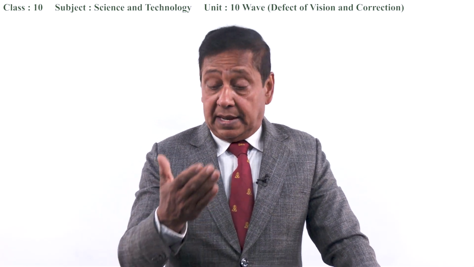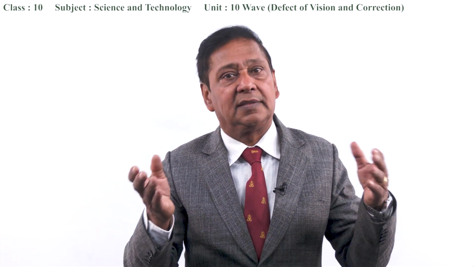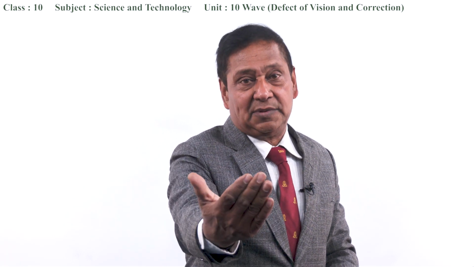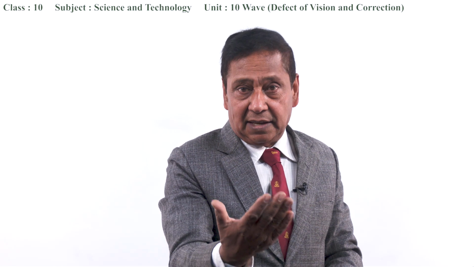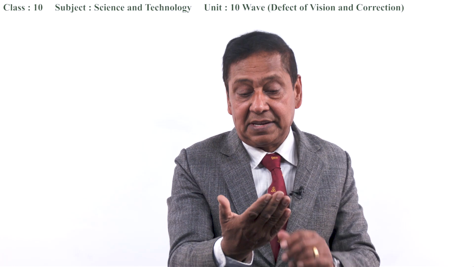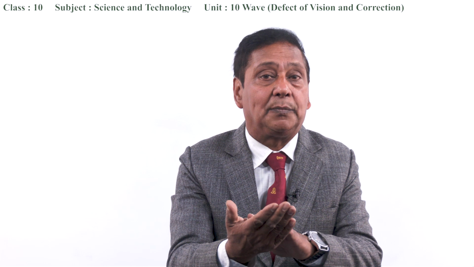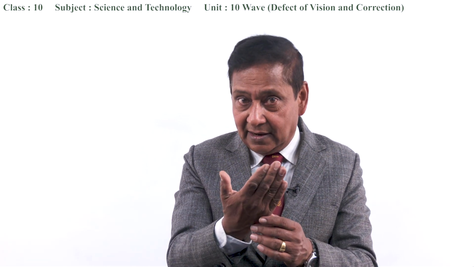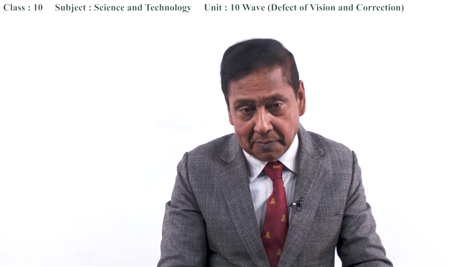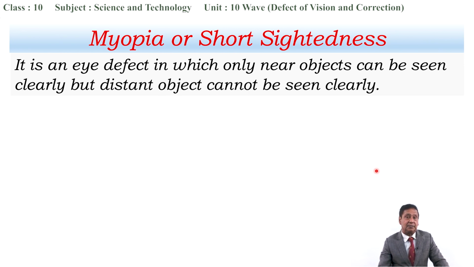What is it? If a man can see near objects clearly but distant objects cannot be seen clearly, then this defect is called myopia. If he wants to read something and he can read only at a distance of 20 centimeters or 15 centimeters, then his near point has come towards the eye. It means he can see near objects clearly, but distant objects cannot be seen clearly. This is called myopia. It is an eye defect in which only near objects can be seen clearly but distant objects cannot.